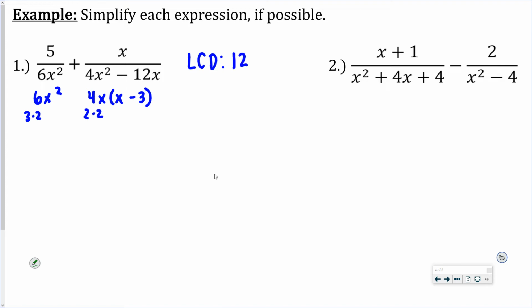That'd be 12. So starting with my first denominator with the variables piece, this one has 2 factors of x, right? So that has to be my LCD.